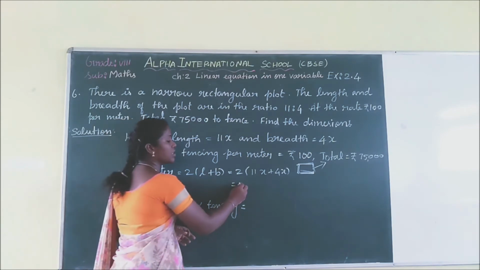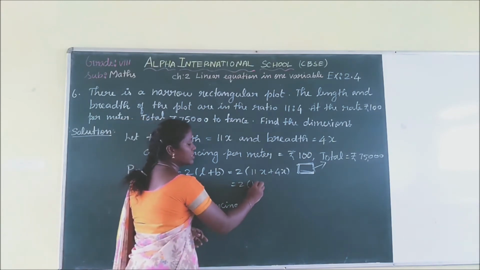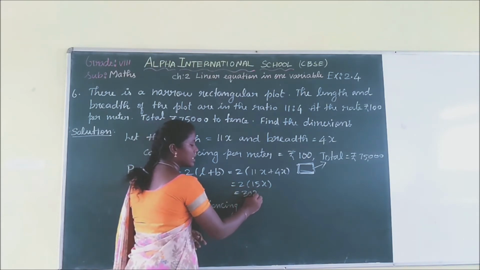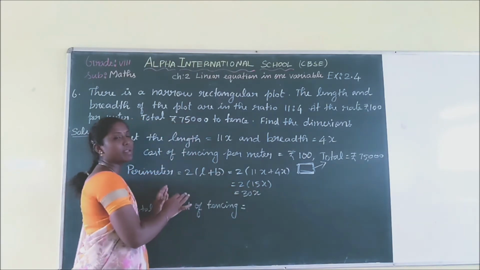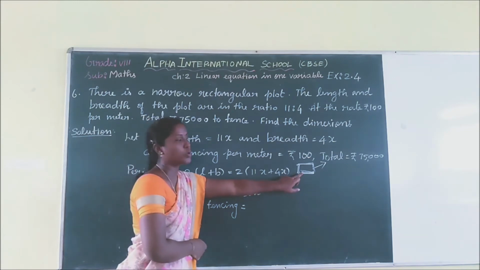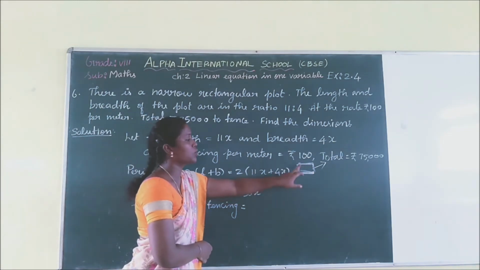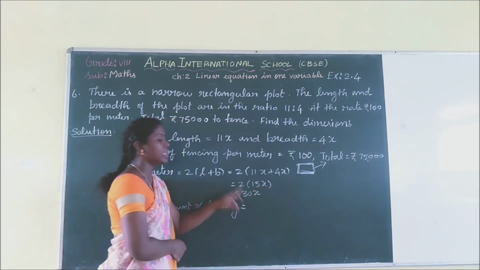So now 2 into (11 plus 4) is 15x. What is 2 into 15? It is 30x. So the total perimeter of the rectangular plot, the area we are going to fence, is 30x.